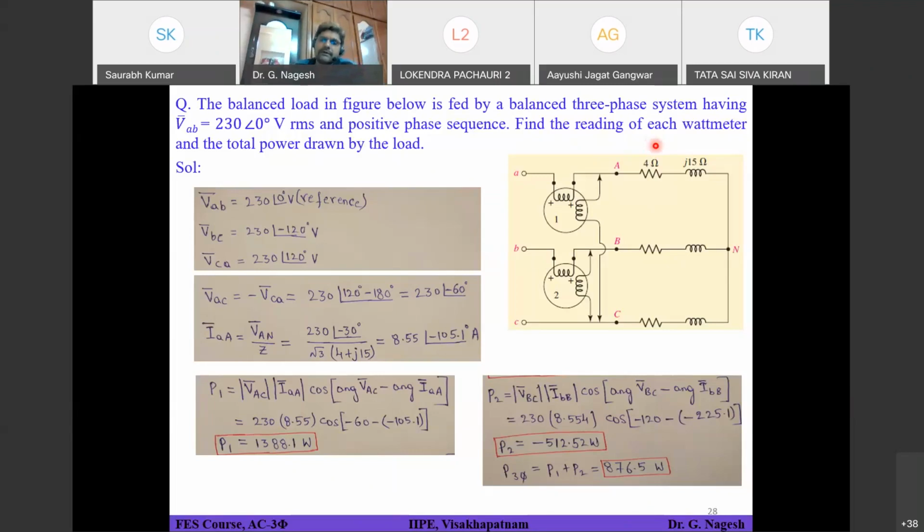So what is the power factor? Using that formula, root 3 times P2 minus P1 by P1 plus P2.